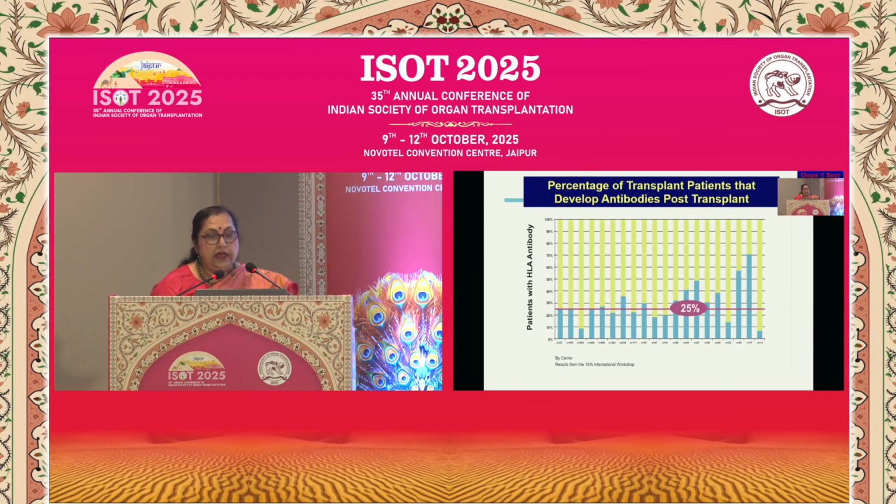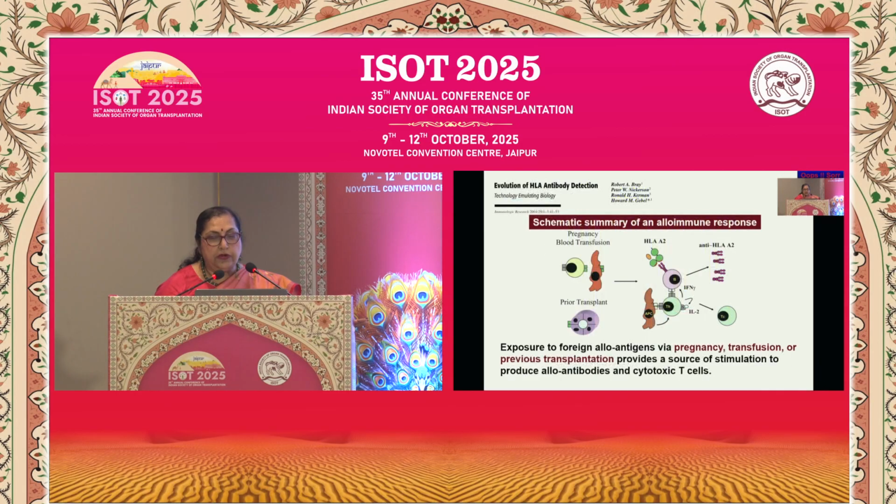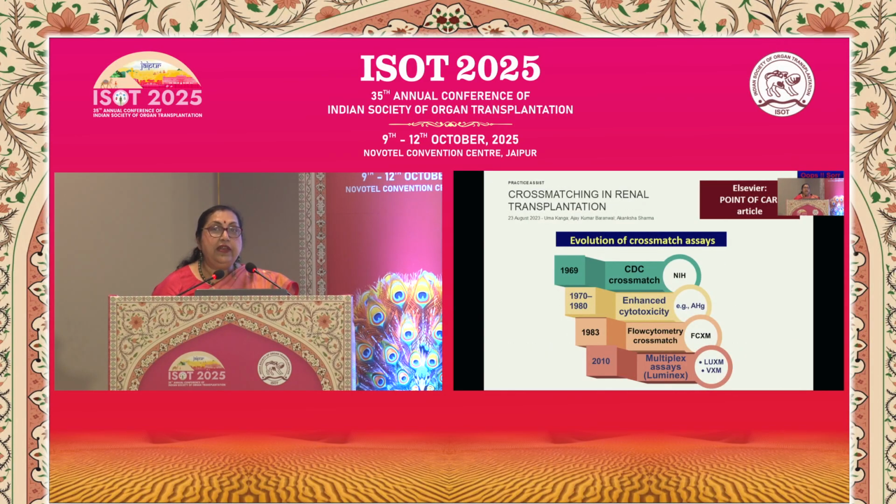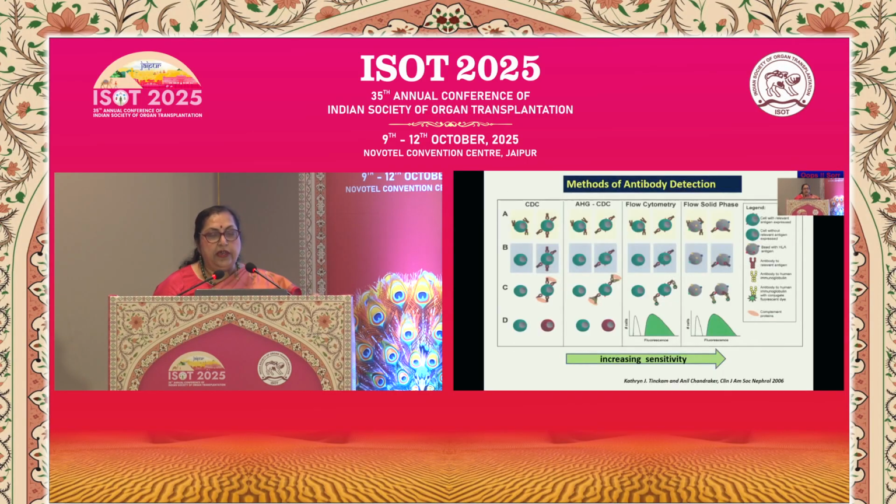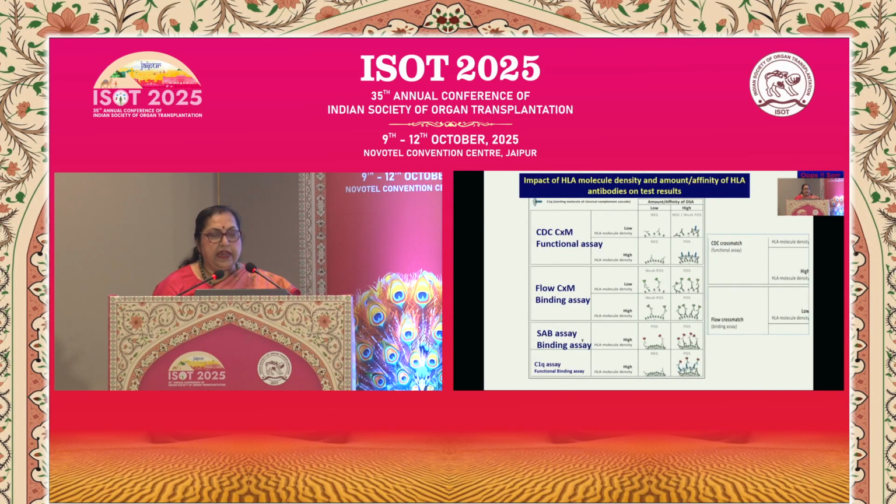I'll be quick. So the antibodies are developed in the majority of the cases. About 25% do develop antibodies. We all know the reasons for the antibodies. And definitely the cross-match assays are being done, different cross-matches just to check the antibodies. But the cross-match has to be also looking into whether it's a functionally relevant assay or a non-functional assay or just a binding assay. So CDC is a functional assay because here we can look at the reactivity between the recipient antibody and the donor cells, whereas when we do the flow cytometry, it's a binding assay. It's not a functional assay.